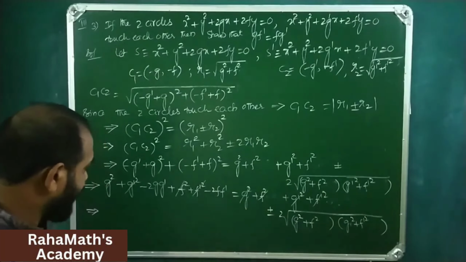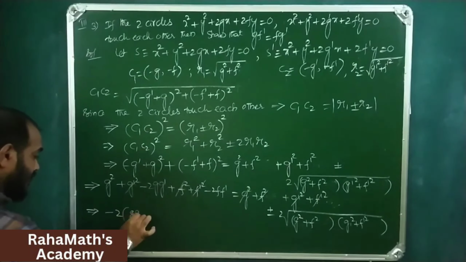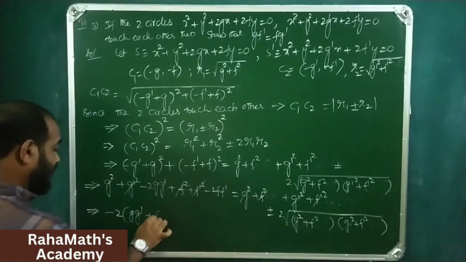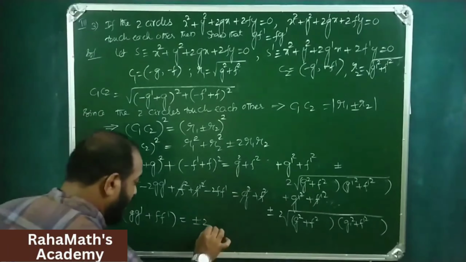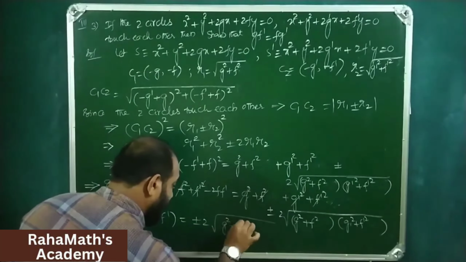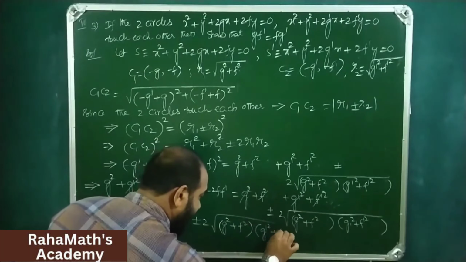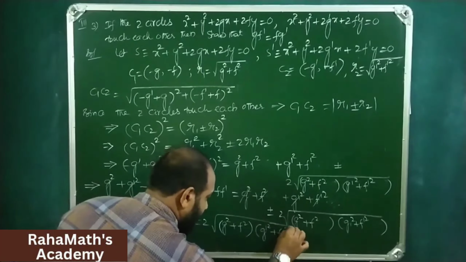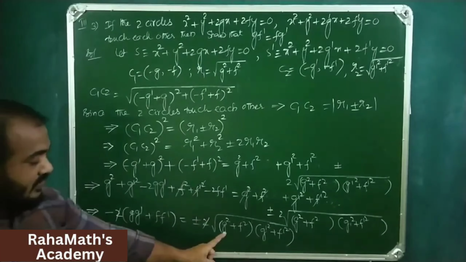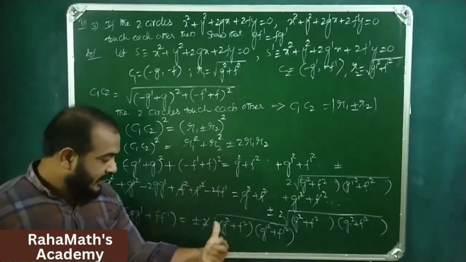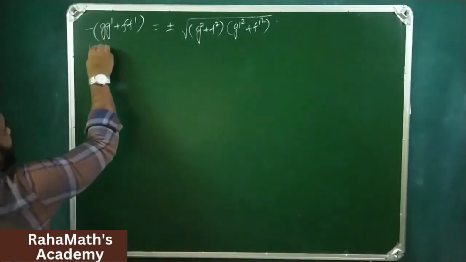So what I am left with is minus of 2gg dash plus ff dash is equals to plus or minus 2 root of g square plus f square into g dash square plus f dash square. So here 2 gets cancelled, and to avoid this square root, the next step is going to be the squaring on both sides.